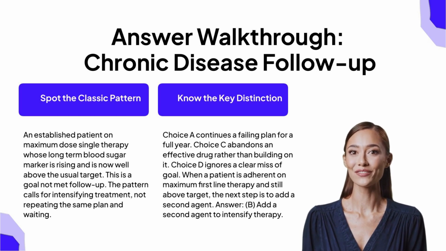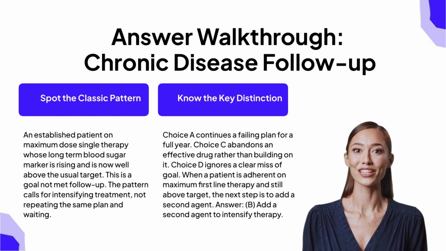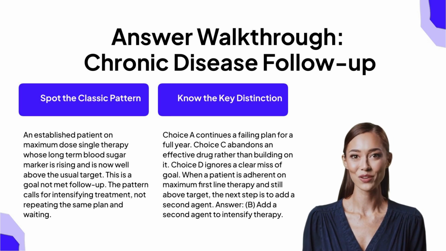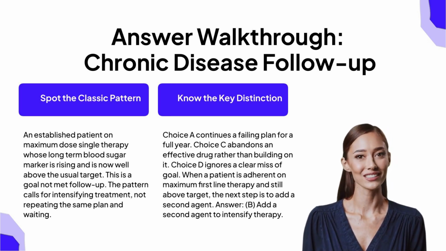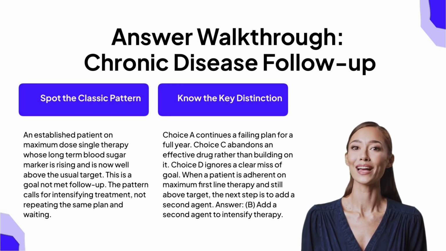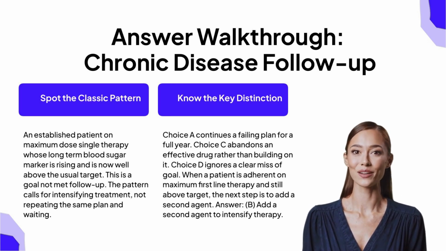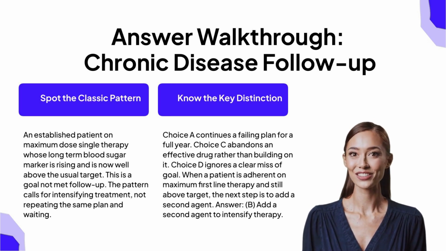That is a goal not yet met follow-up, and the pattern calls for intensifying treatment rather than repeating the same plan and waiting. Now the key distinction. Continuing metformin and rechecking in a full year leaves a failing plan in place for far too long. Stopping metformin and starting insulin alone throws away a drug that is still helping rather than building on it. Reassuring the patient and making no changes ignores a clear miss of goal. When a patient is adherent on maximum first-line therapy and is still above target, the next step is to add a second agent. The correct answer is B, add a second agent to intensify therapy.